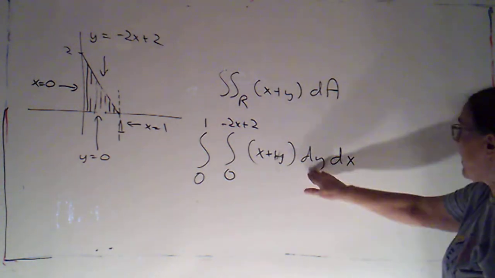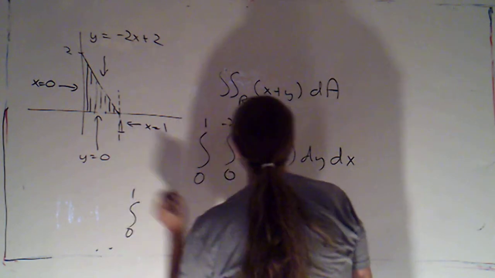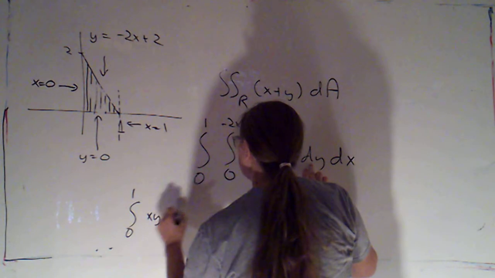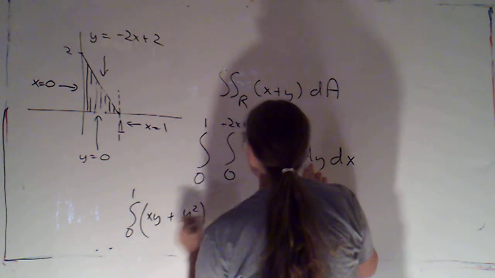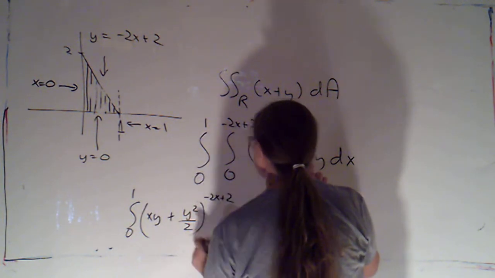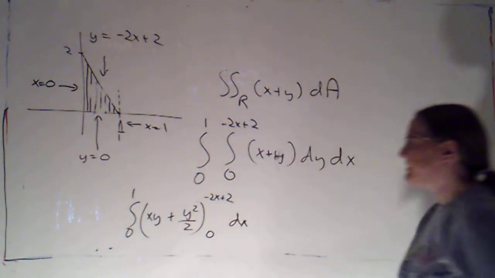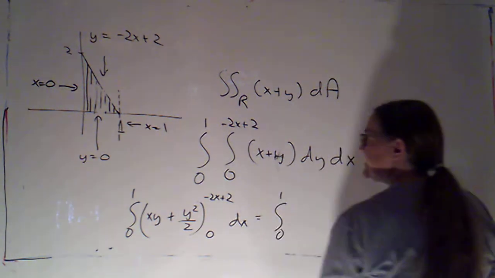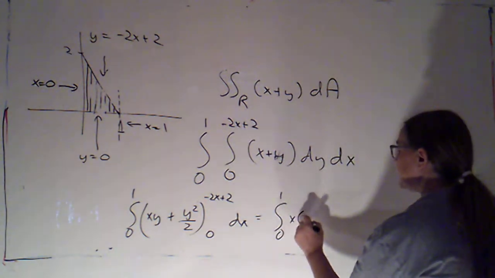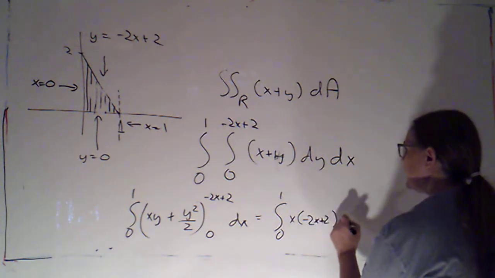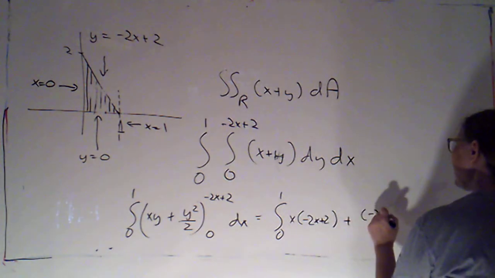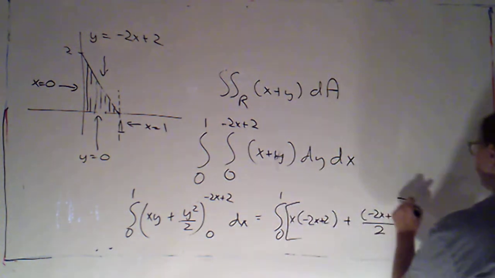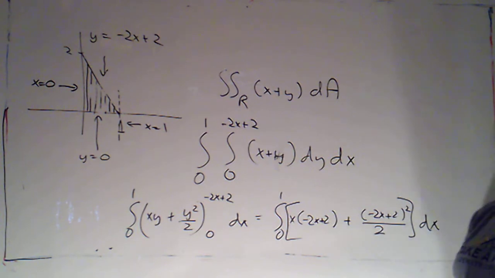All right, so let's go ahead and integrate. So this is going to be the integral from 0 to 1. We're integrating with respect to y. So I'm going to get xy plus y squared over 2. And that's evaluated between negative 2x plus 2 and 0. And then we'll still have to integrate that with respect to x. So that's the integral from 0 to 1 of x times negative 2x plus 2 plus y squared is going to be negative 2x plus 2 quantity squared over 2. And we've got to integrate that with respect to x.